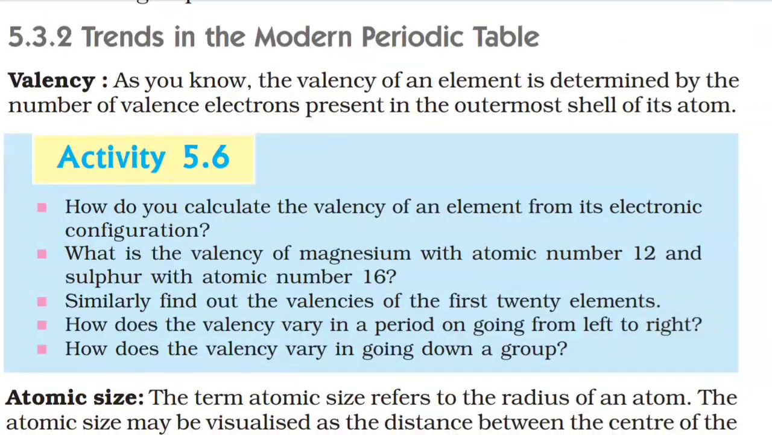Trends in the modern periodic table. Valency. As you know, the valency of an element is determined by the number of valence electrons present in the outermost shell of its atom. Some additional knowledge: mostly people get confused about the difference between valency and valence electrons. Valence electrons is the number of electrons present in the outermost shell, but valency is the number of electrons that can be shared or gained by the atom.